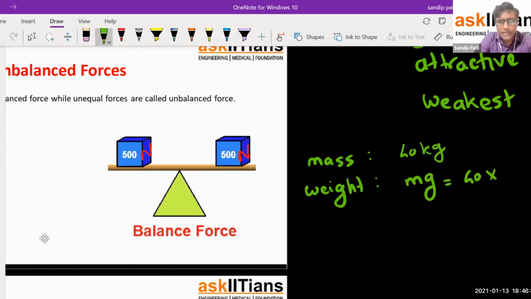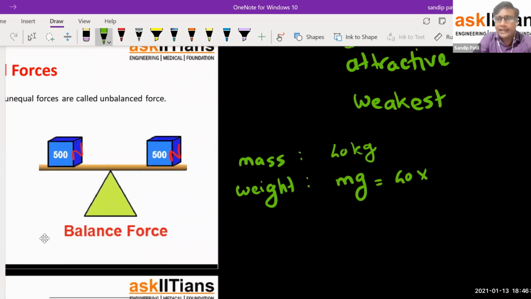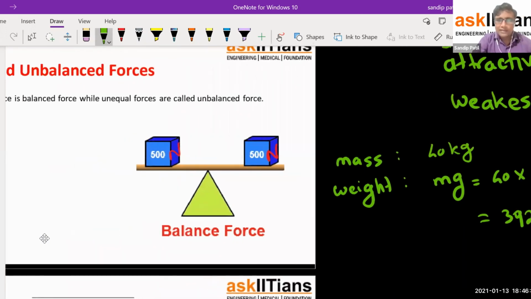G means, does anybody know what G is? G is acceleration due to gravity. What is the value of G? That is 9.8. Let me substitute 9.8 here. If I solve this, how much should I get? 392, right? So 392 Newton. Weight has the unit Newton, same as force, and mass is just kg. So when we say our weight is 40 kg, it is not weight, it is actually the mass. Weight is actually 392 Newton.